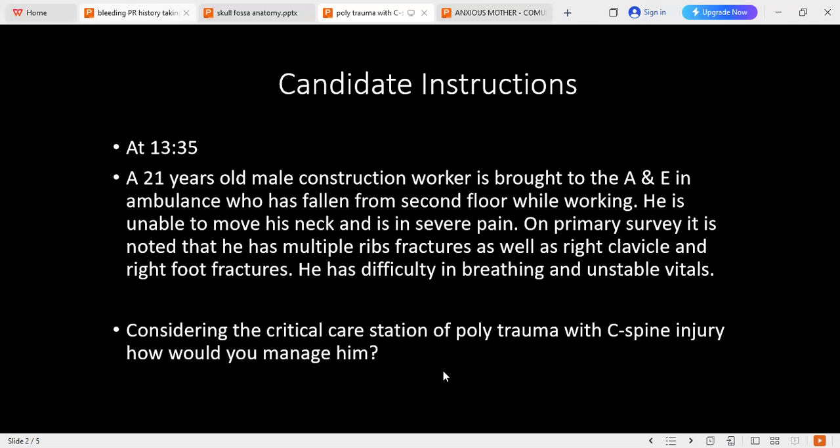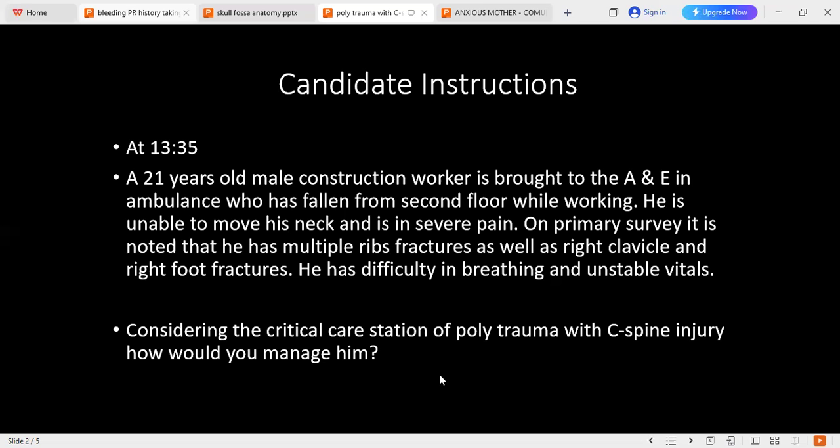Considering the blood loss, how would you grade the class of hemorrhagic shock? Class one is less than 750. Class two is 750 to 1500. Three is 1500 to 2000, and more than 2000 is class four. Fracture of which bones can lead to loss of 1500 to 2000 ml of blood? Fracture of long bones like femur, tibia, and pelvis.